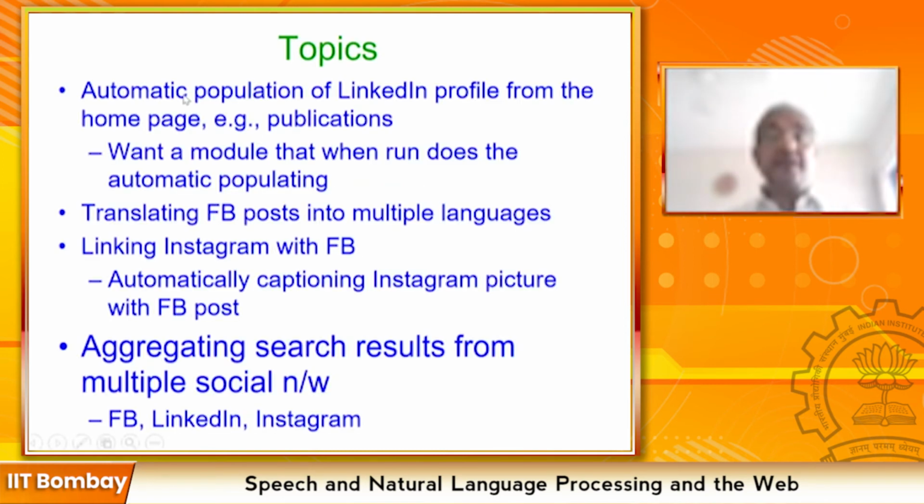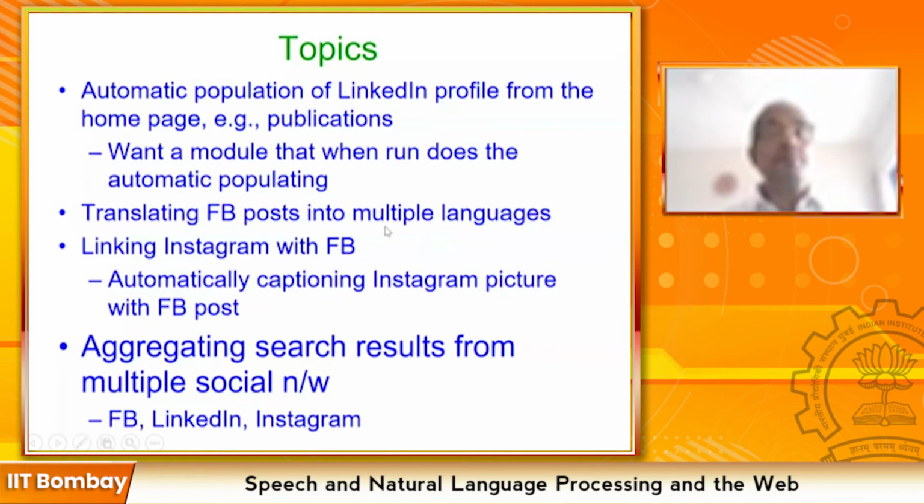An important project, for example, is automatic population of a LinkedIn profile from the home page. For example, the publications. As a faculty member, I have publications listed on my homepage, but they are not up to date on LinkedIn. So give me a module which I'll invoke, and it will pick up all the publication information and put it in LinkedIn.